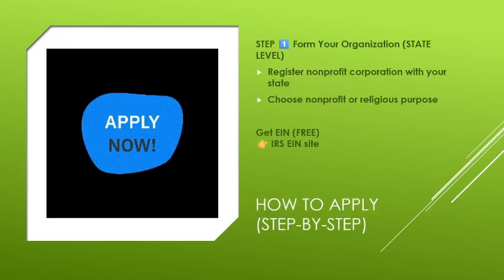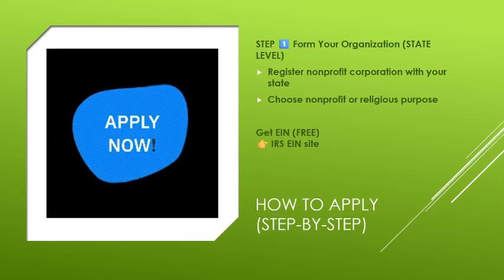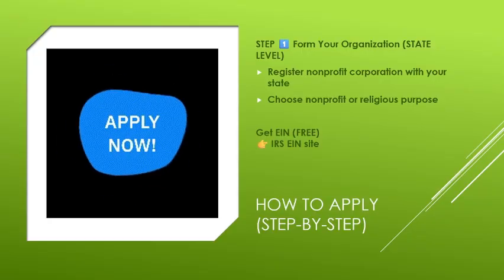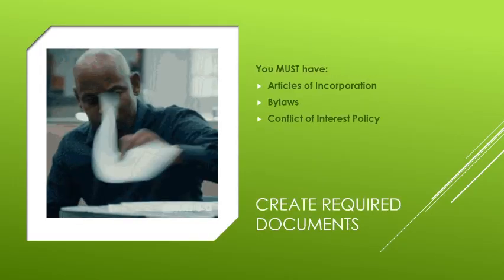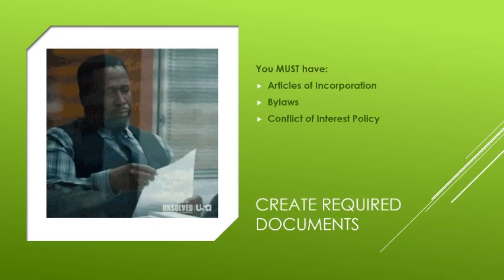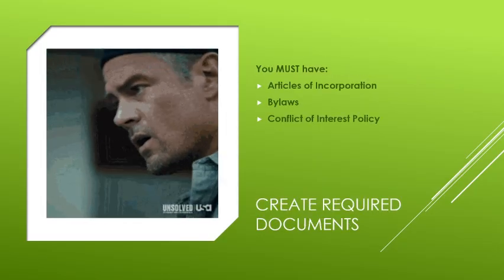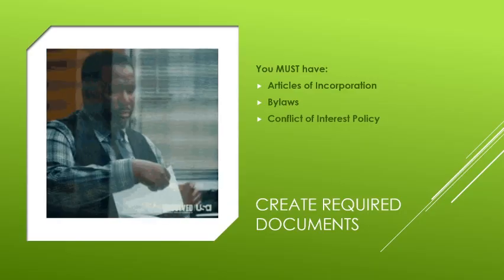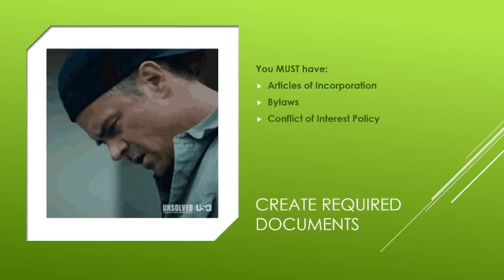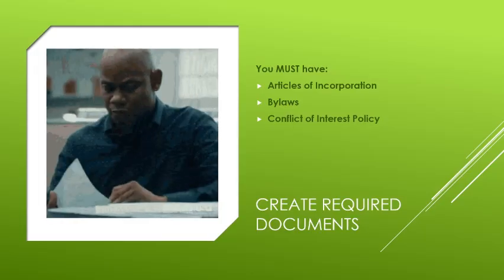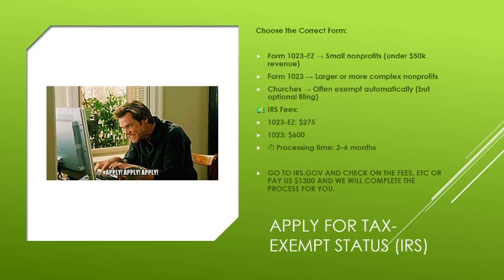Then you want to form your organization at a state level first. Register a nonprofit organization with your state, then choose nonprofit or religious purpose. Then you want to go to irs.gov and you want to get an EIN. So that's the next step. You want to apply and get that done out of the way. So you have to create the required documents, and one of those is the articles of incorporation, bylaws, and conflict of interest policy. Next, choose the correct forms.